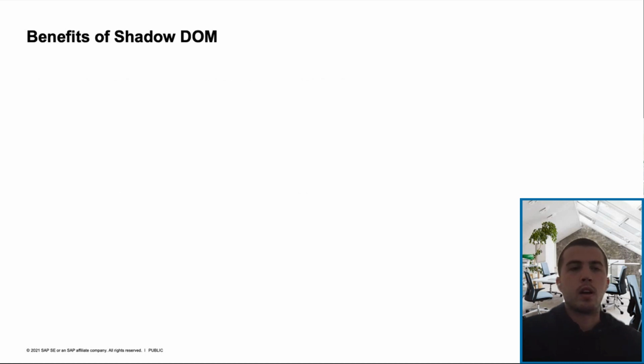So let's go through the benefits of Shadow DOM before giving any example. First, it isolates the DOM. A component's DOM will be self-contained, and for example, selectors like document.querySelector won't return any nodes in the component's Shadow DOM because it is isolated.